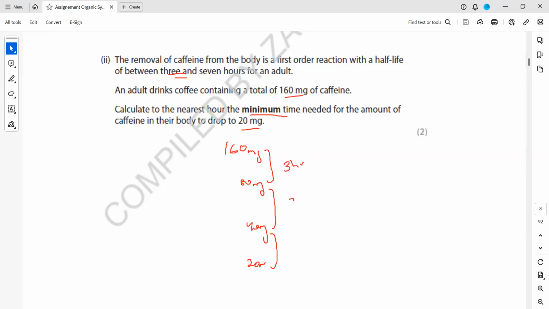This takes 3 hours. This also takes 3 hours. This also takes 3 hours. So what is the total duration? It will take 9 hours for the amount of caffeine to drop from 160 milligram to 20 milligram.